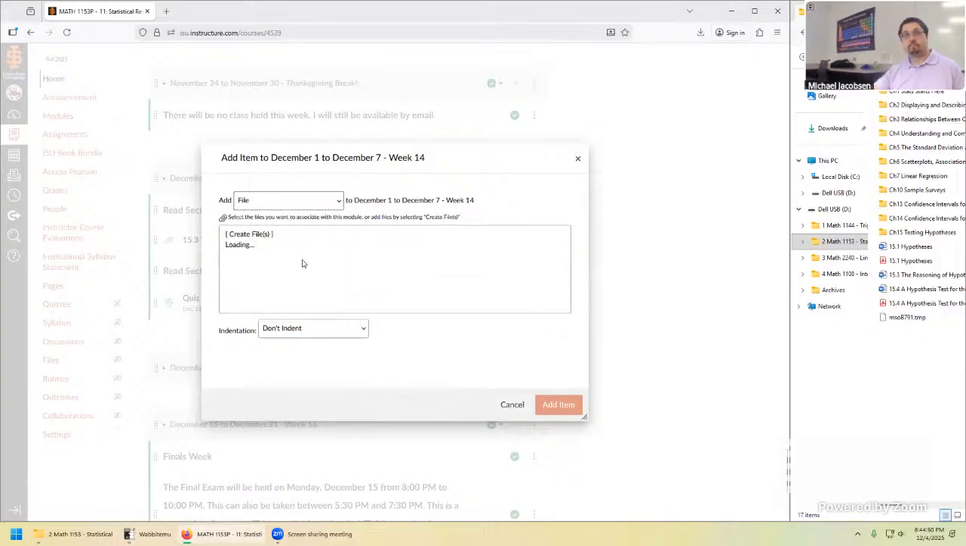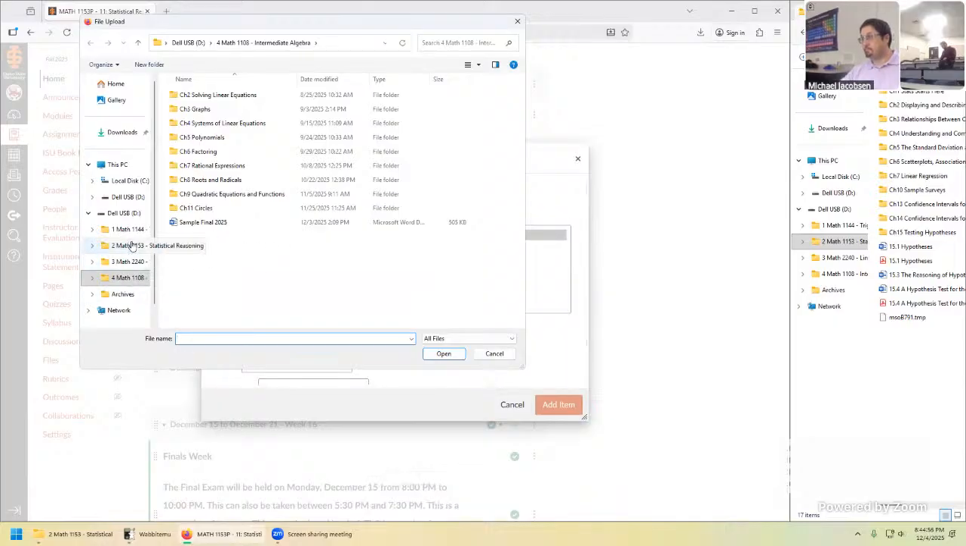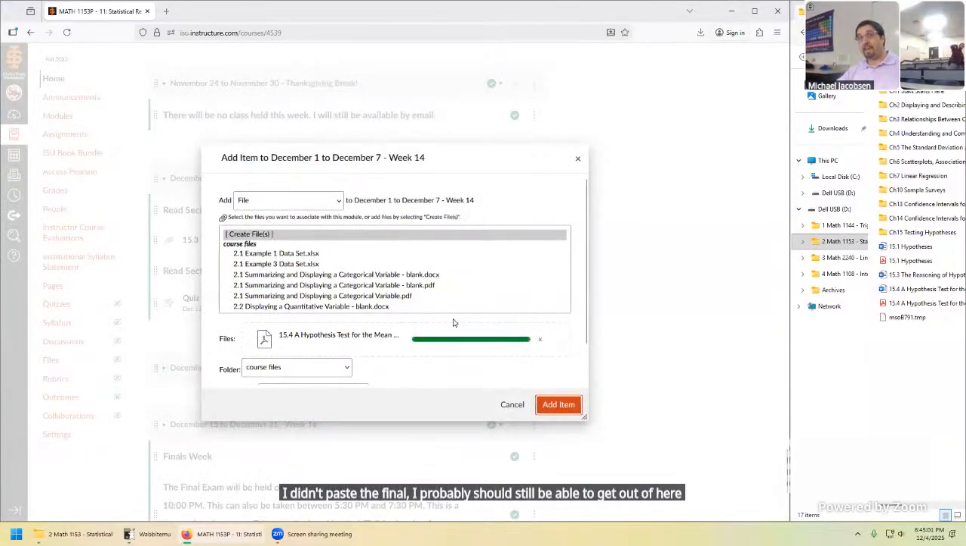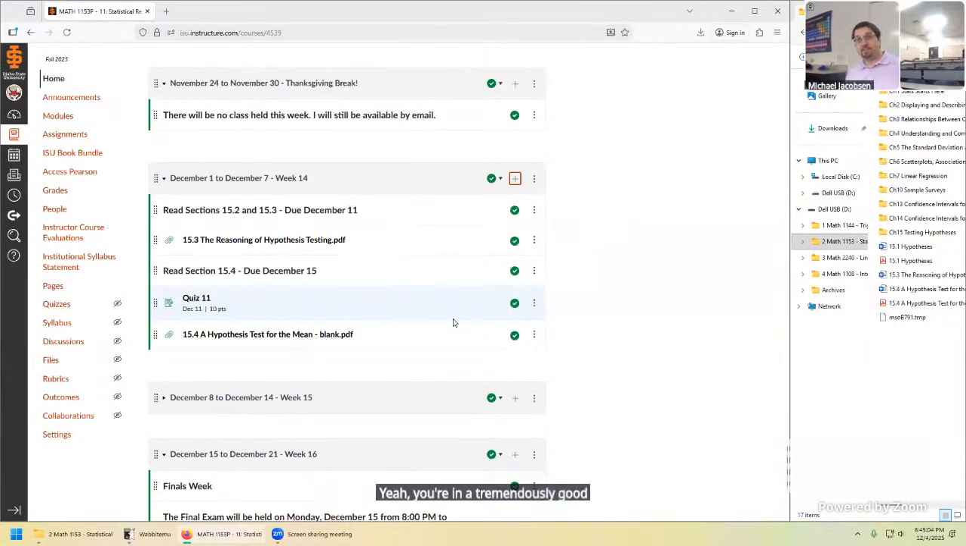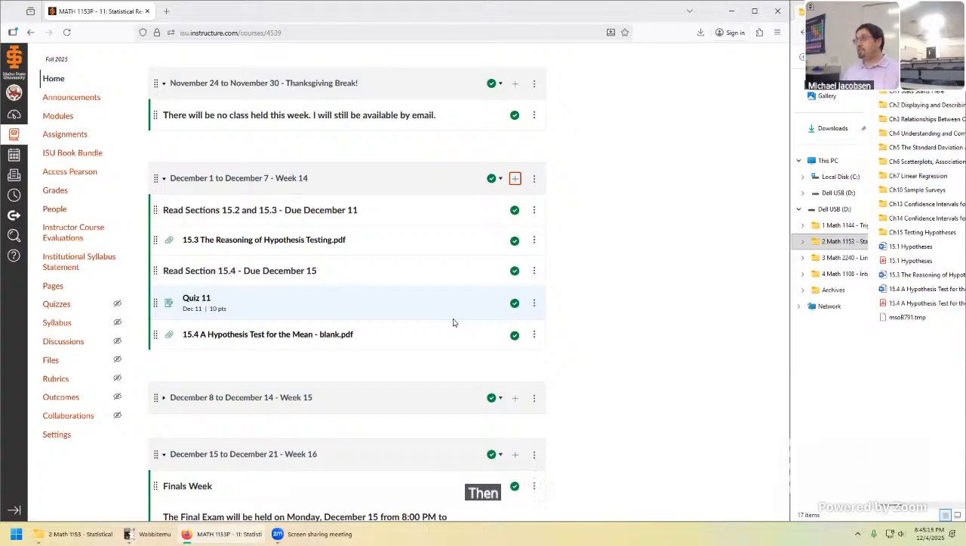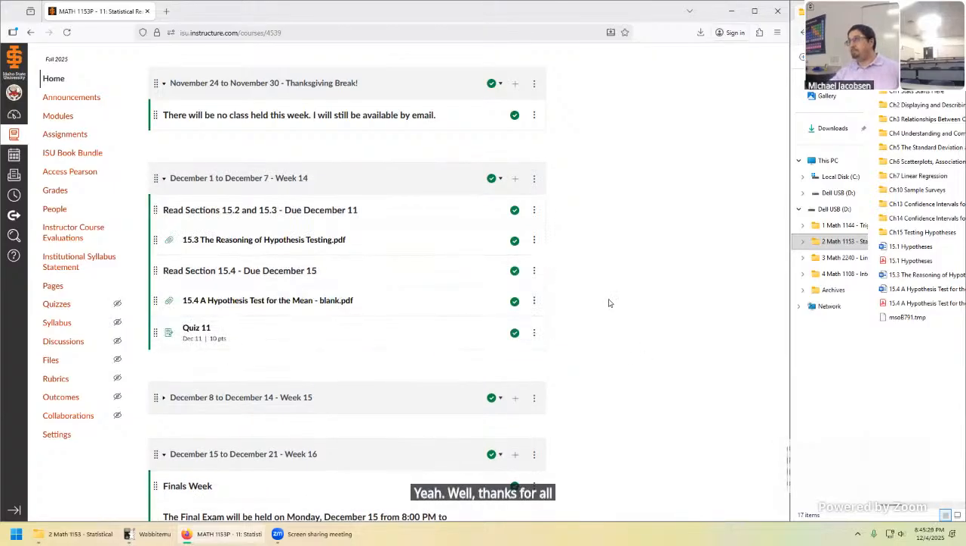I feel like I'm in a pretty good spot. Even if I didn't ace the final, I should still be able to get out of here with an A, I think. Yeah, you're in a tremendously good spot. You've been working hard all semester, so I don't think this final is going to be that hard for you, to be honest. Right on. If you're getting through these quizzes like you've been getting through MyLab Statistics, which is harder, then the final exam is just going to be kind of a formality. You might see a couple of things that are a little tricky, but it's not going to really hurt you. Well, thanks for all your help, man. You bet. Thanks for your hard work.